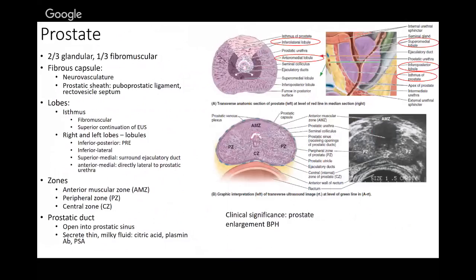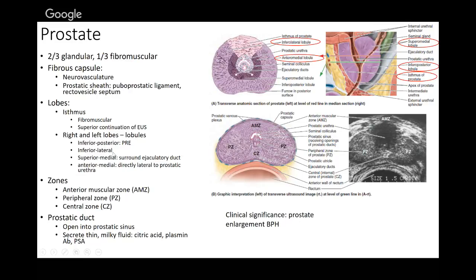Okay, the prostate has a lot of details, but mainly it's asymmetrical. So the anatomy of it is very interesting, but it's two-thirds glandular and one-third fibromuscular. It has a fibrous capsule that contains neurovasculature. Of the lobes, you have the isthmus, which is here. The isthmus is fibromuscular, and it's actually the continuation of the external urethral sphincter. And then the other ones are the right and left lobes. So the anatomy is sort of like the thyroid, you know, you have the isthmus and then you have the lobes on two sides. But these are further divided into lobules.